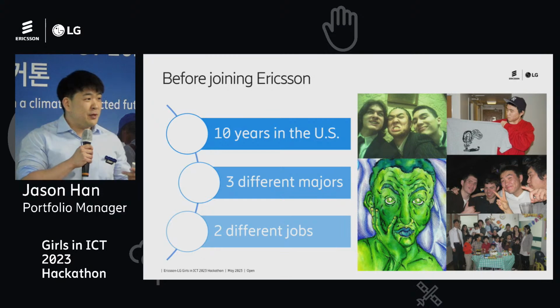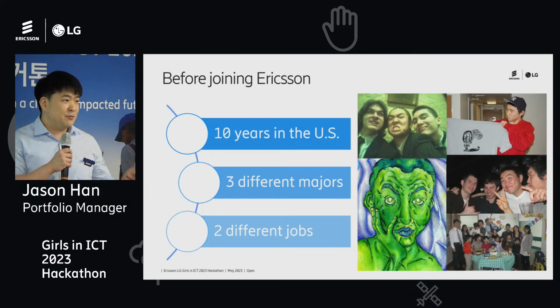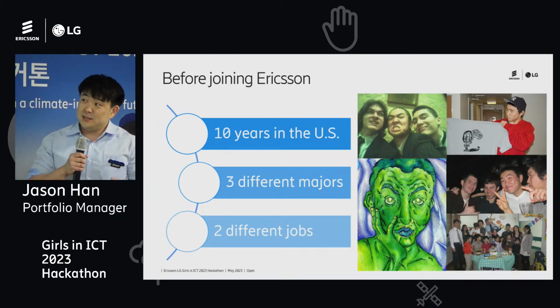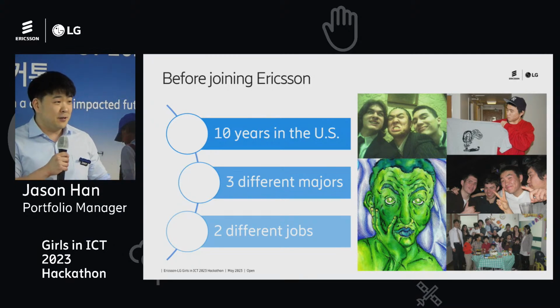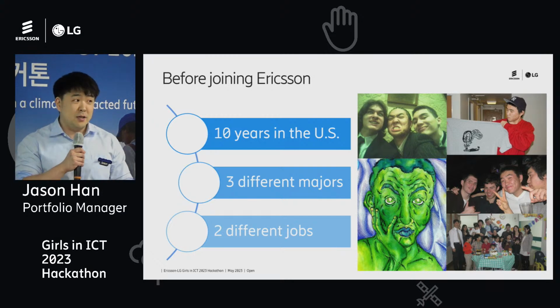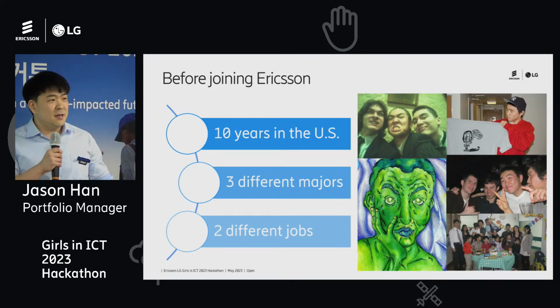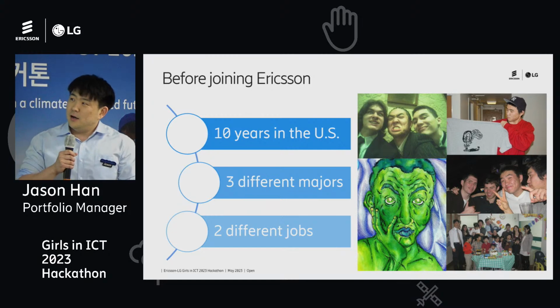So in college, I had 3 different engineering majors. I studied electrical engineering, and then industrial engineering, and then I finished up with computer science within 4 years. So I didn't take any electives. It was crazy. I don't know how I did that. But the thing is, I wanted to challenge myself.